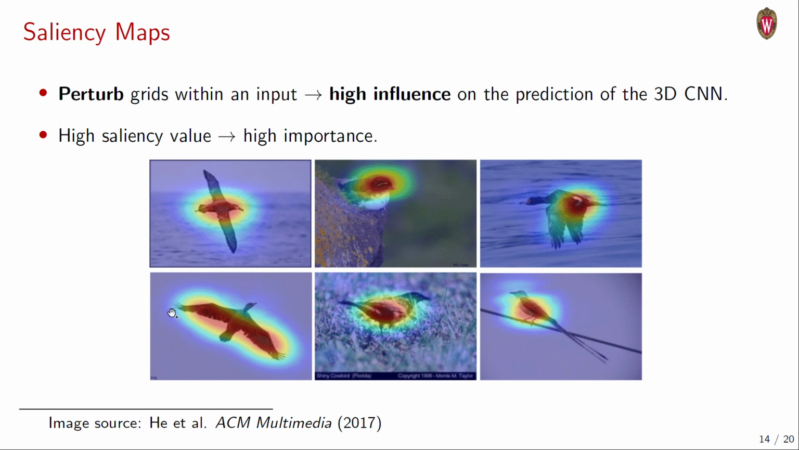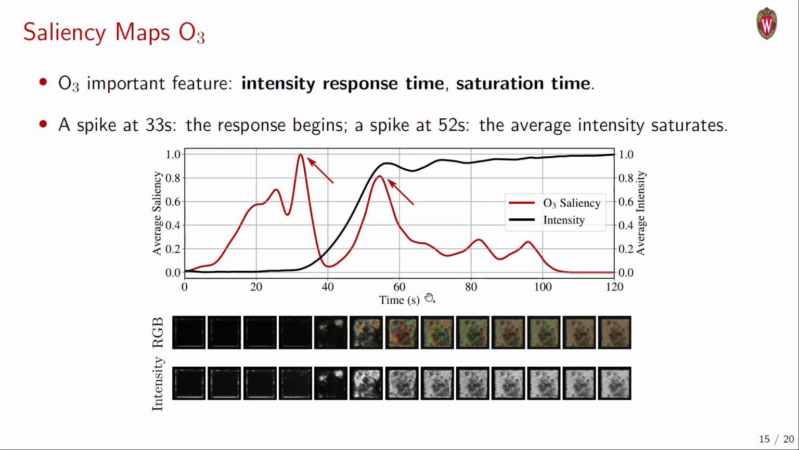Here are some images that show the areas of CDC or importance for accurate classification. In this example, the CDC map shows the part of the image that makes the model think that the image contains a bird. Here we show the CDC map results for the model prediction. The first one is for ozone prediction. The most important feature for ozone concentration prediction is the response time and the saturation time.